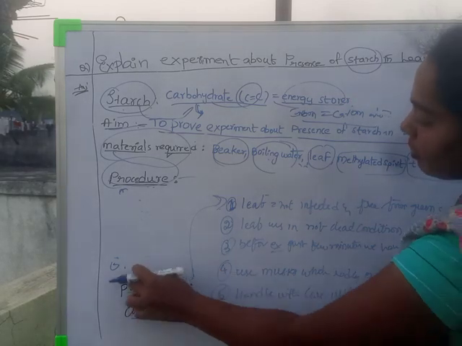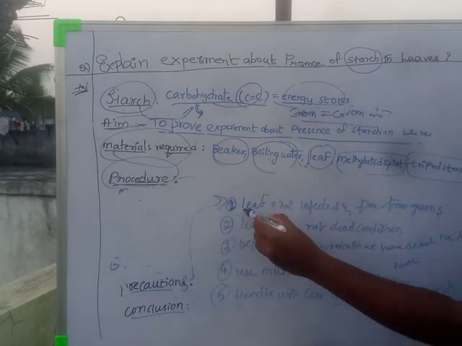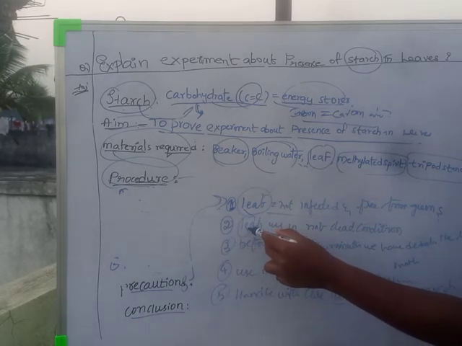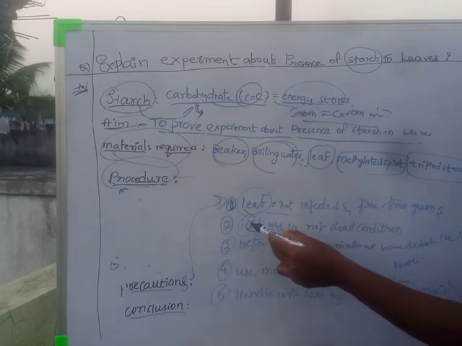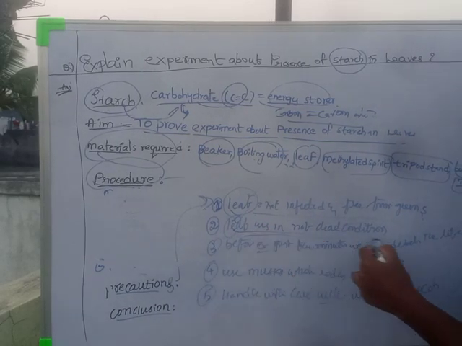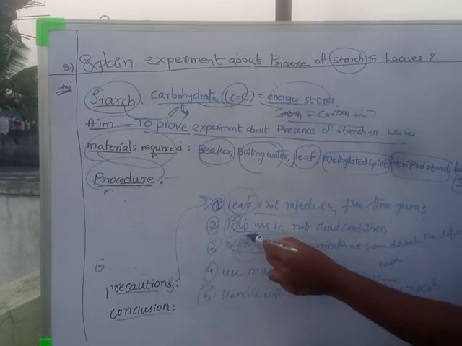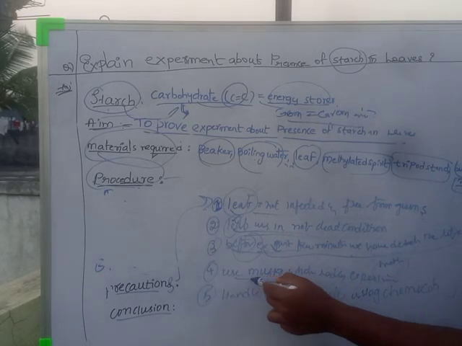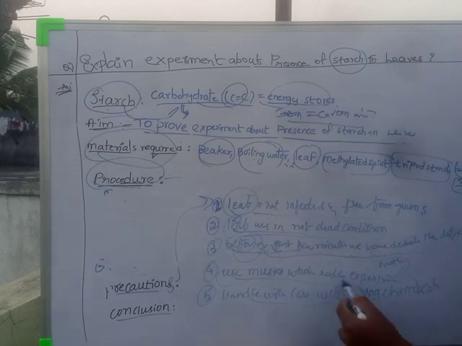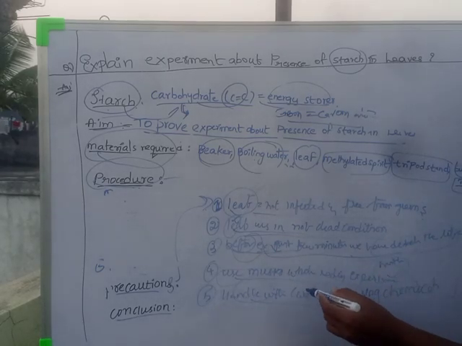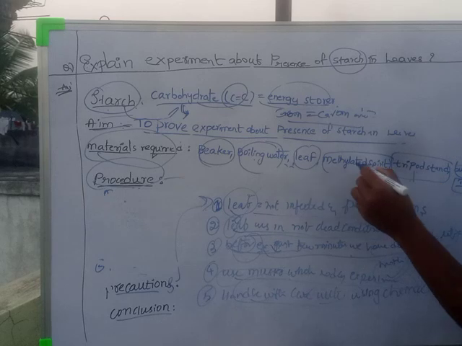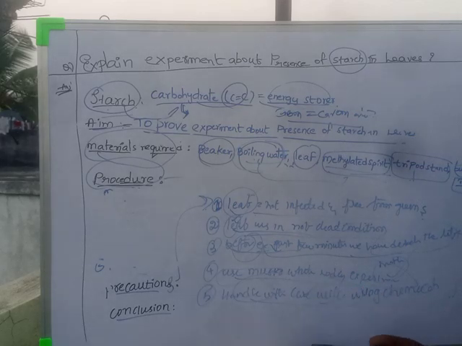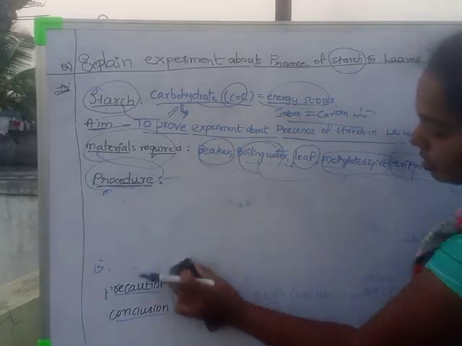Now these are some of the precautions when we are doing the experiment. First, the leaf should be free from germs and infection, and also we have to look whether the leaf is in dead condition or wet condition. Next, within a few minutes before the experiment, we have to detach the leaf from the mother plant. Next one, use a mask to avoid contamination. Next, also handle with care. Now in this we are using chemicals like methylated spirit, and also we are doing boiling, so that's why we have to handle them with care. These are some precautions.